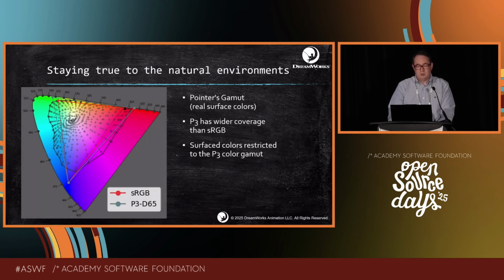In order to stay true to the natural environments, we considered this black line and what's known as Pointer's gamut. And that represents all of the real-world surface colors. Again, looking at the smaller sRGB triangle, you get around 81% coverage of Pointer's gamut, whereas P3 provides over 93%. So surface colors and matte paintings were restricted to P3. It unlocked further aesthetic potential, and these were physically colors that you could see on the display.